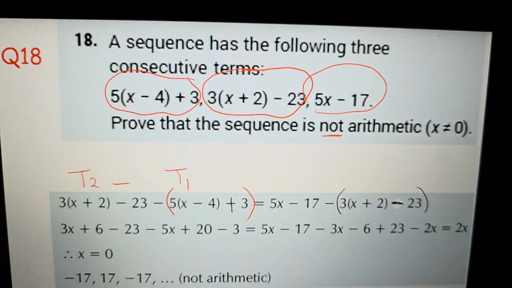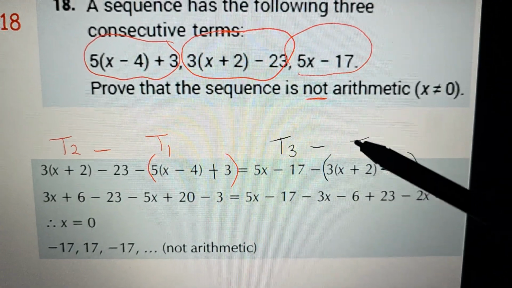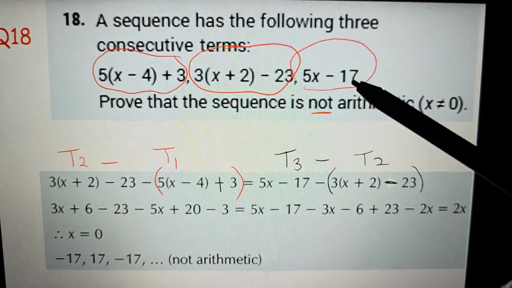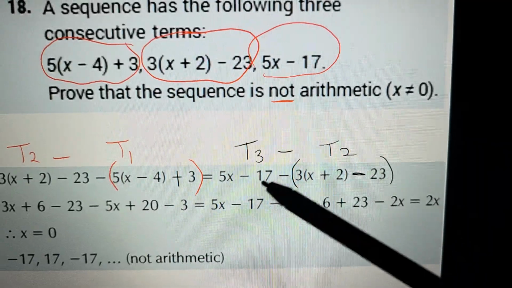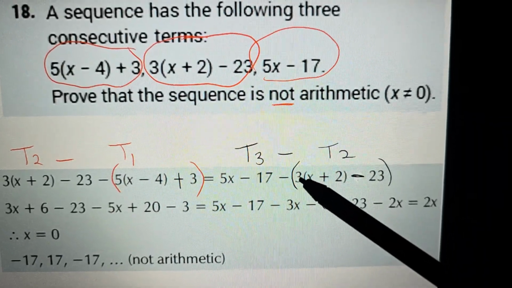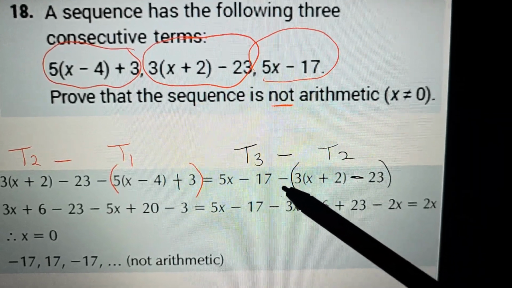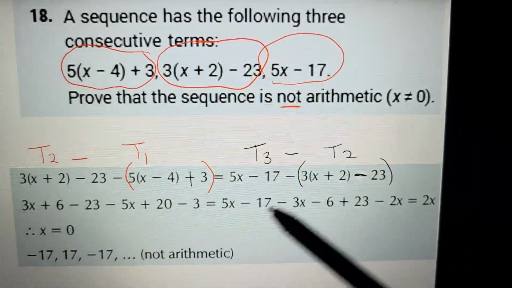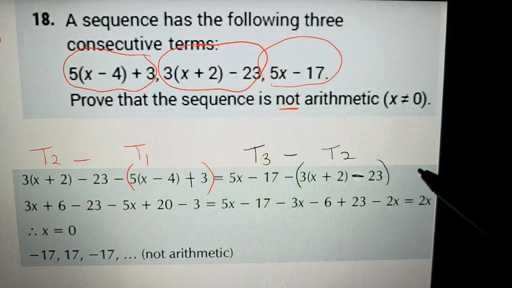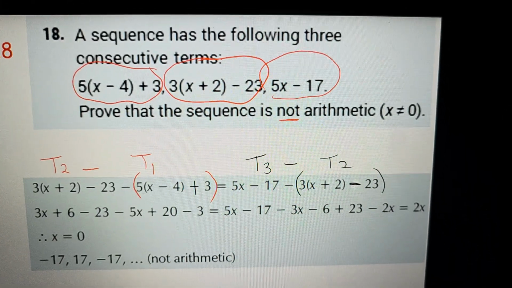On the far side, this is term 3, take away term 2. So term 3, 5x minus 17, take away all of term 2, which I keep in a bracket. A minus multiplied by a plus 3 is going to give you a minus 3. And a minus by a minus 23 will end up giving you a plus 23. You then have to multiply out the brackets. Okay, group your like terms, tidy it up. And you will eventually tidy that up to b.